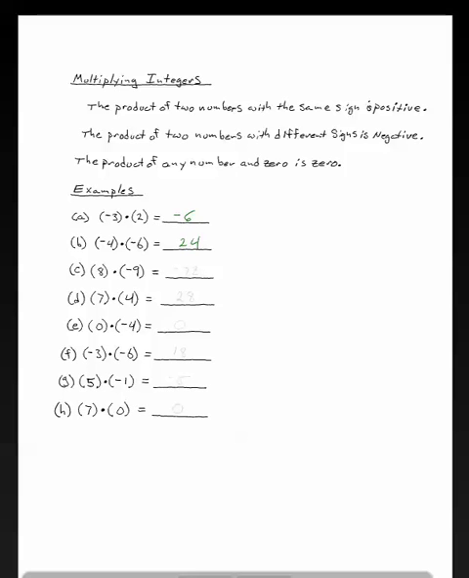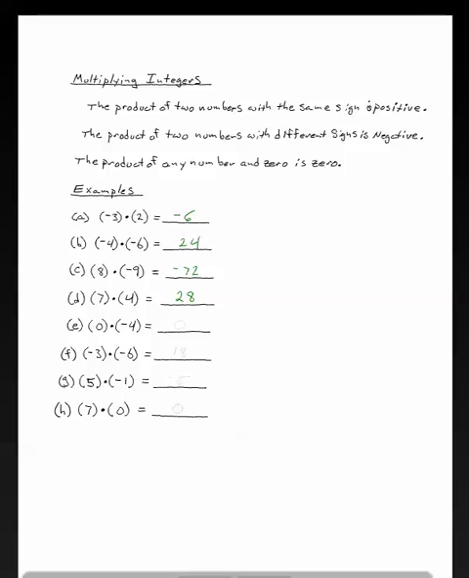Example C says 8 times -9. These two numbers have different signs, so our answer will be negative. So 8 times -9 is -72. Example D says 7 times 4. Both these numbers are positive, so they have the same sign. So 7 times 4 is 28.